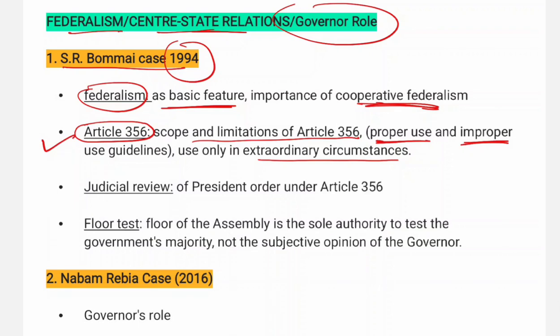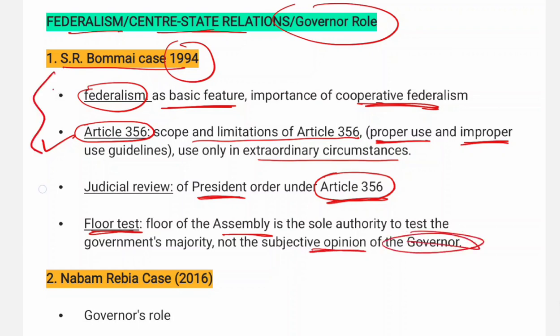The next thing discussed is that the President's order, or the Governor's order, under Article 356 is under judicial review. So it is not immune from the judiciary; it can be reviewed by the judiciary. Next important thing is the importance of the floor test, that is whether the government has the majority or not should be tested on the floor of the assembly. It should not be based on the subjective opinion of the governor. So this is a very important landmark judgment of Supreme Court, the SR Bommai case of 1994.